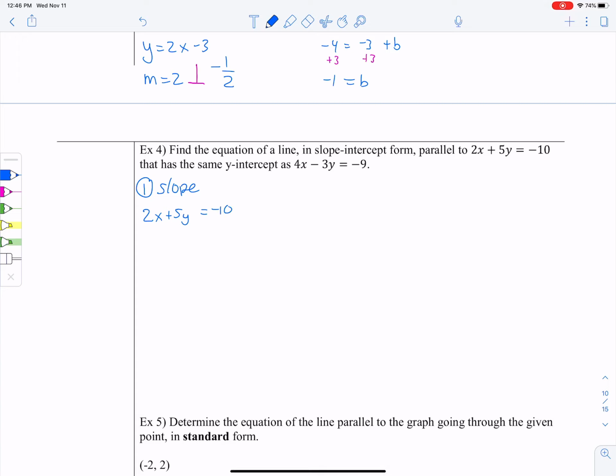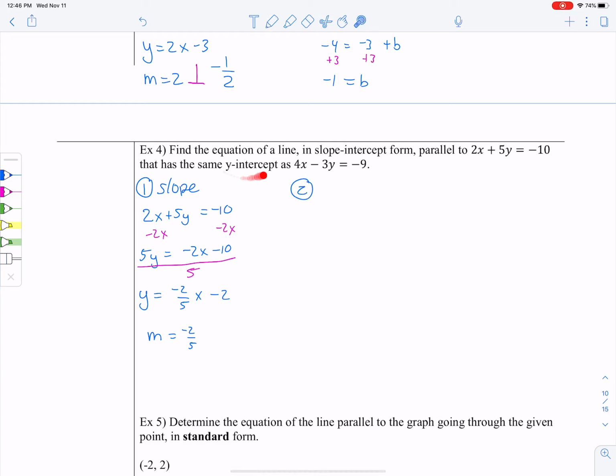And for this one, we know we need to change it into y is equal to mx plus b. So I'll subtract 2x from both sides. 5y is equal to -2x minus 10. And then I'll divide everything by 5. y is equal to -2/5 x minus 2. So here my slope is -2/5, and I check the question, and it's parallel. So that's my final slope.